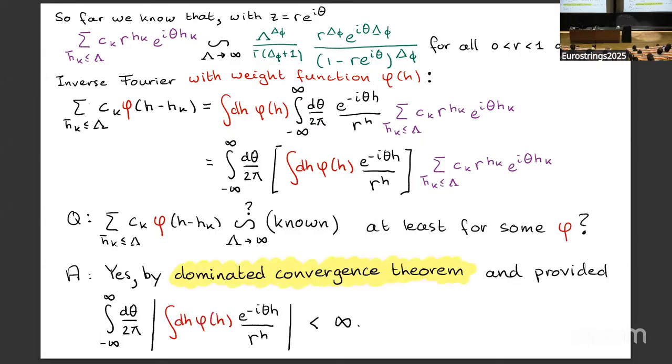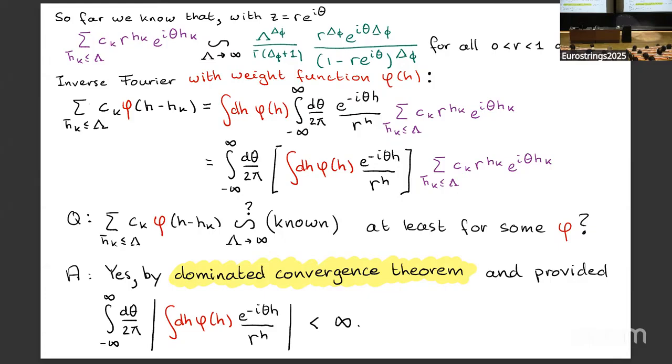And here, of course, this is the dominated convergence theorem. It says that if your integrand is bounded by some nice, continuous, absolutely integrable function, then everything is fine. And in our case, that boils down to this condition. It says that if I take the Fourier transform of phi of h, up to this unimportant factor r to the h, that should be absolutely integrable.